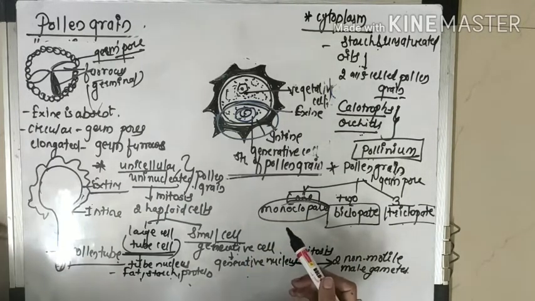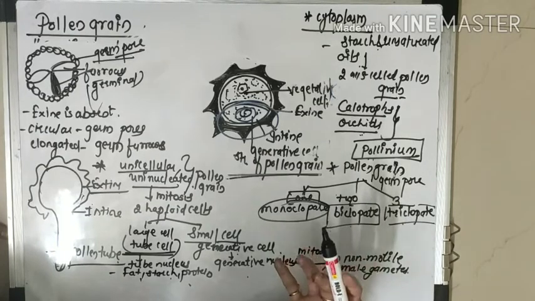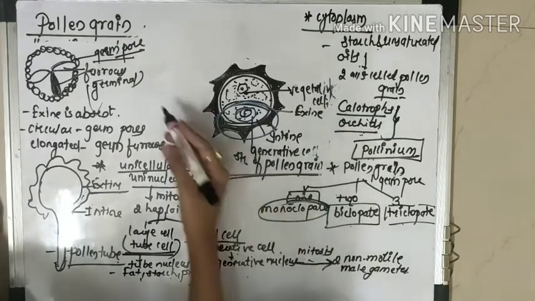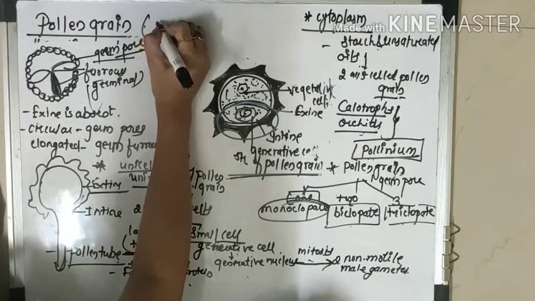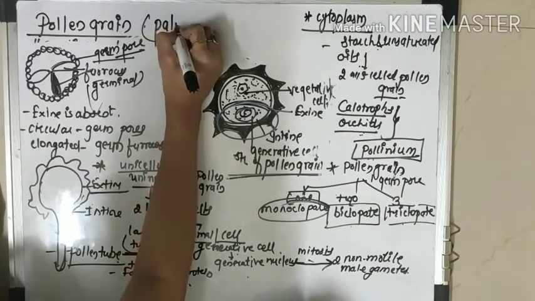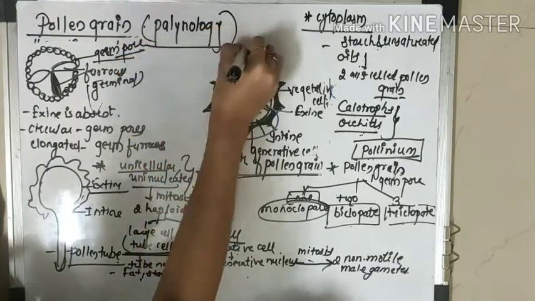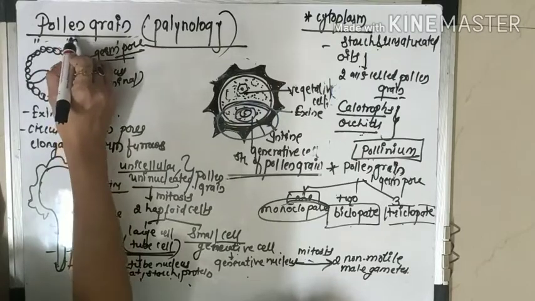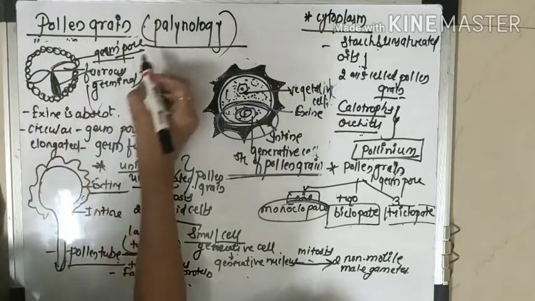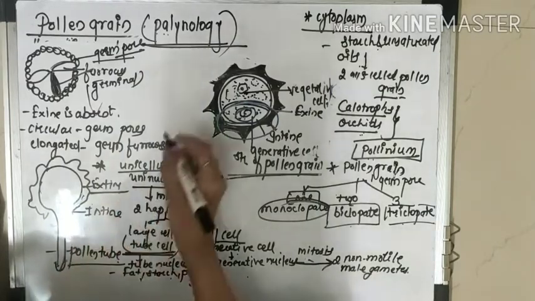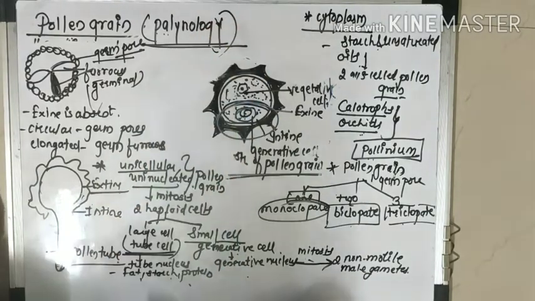And what is the study of pollen grain? The branch that deals with the study of pollen grain is called palynology. So the branch of biology which deals with the study of pollen grain only is known as palynology. So this is all about the pollen grain.